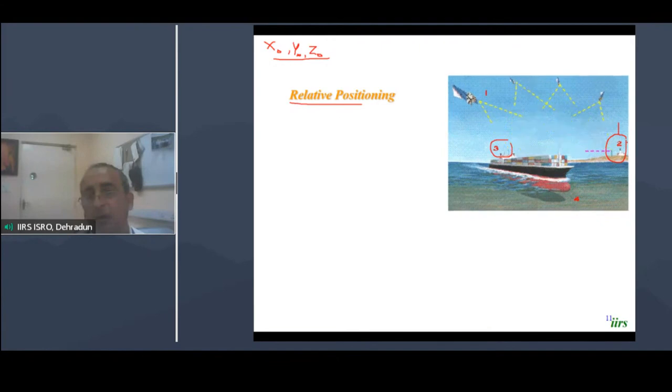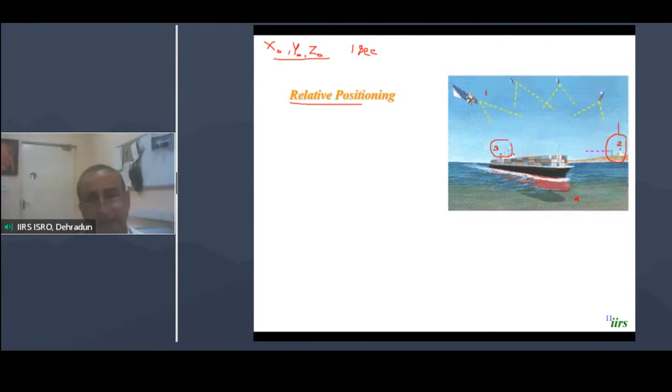Now at the base unit, it is continuously doing observation, say every 1 second. We can define this rate of observation, 1 second, 2 second, 0.5 second, in the GPS receiver. Suppose by default I have taken 1 second. So every 1 second it is giving coordinates at point number 2.